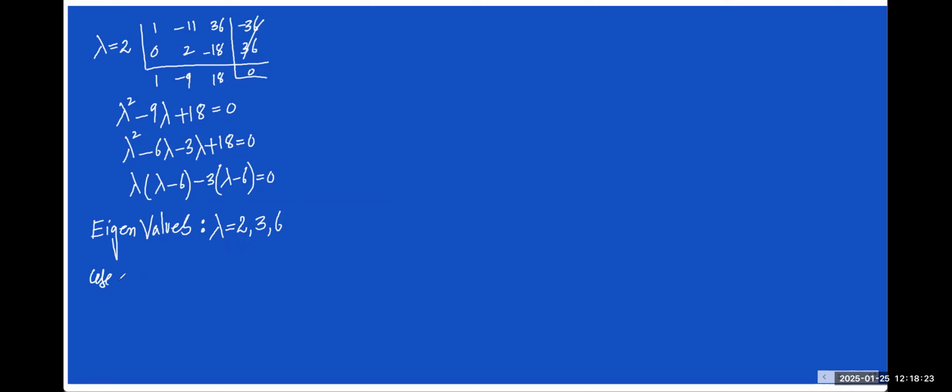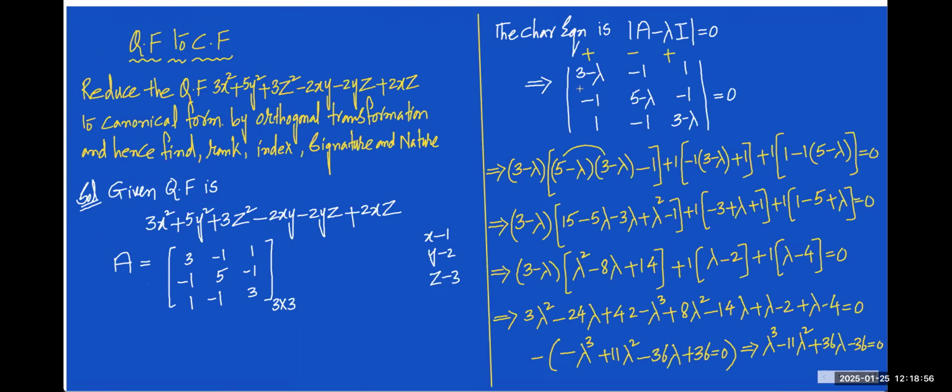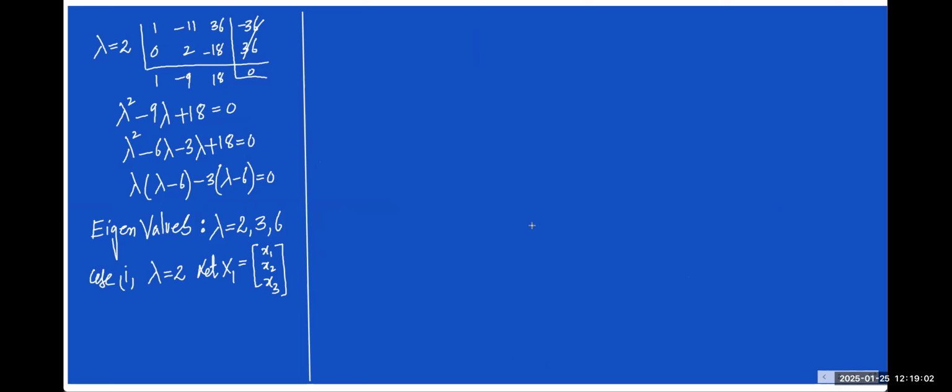Case number 1. When lambda is equal to 2, we have to take their corresponding vector, which will be capital X1, X2, X3. Thereafter, we have to put our lambda value 2 here in this equation. 3 minus lambda, minus 1, plus 1. Here if you put lambda value is 2.